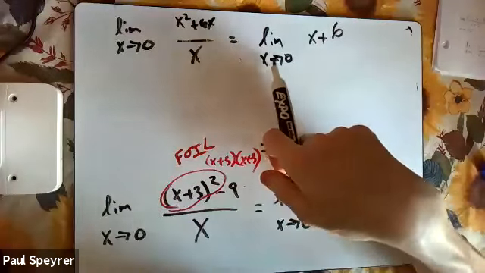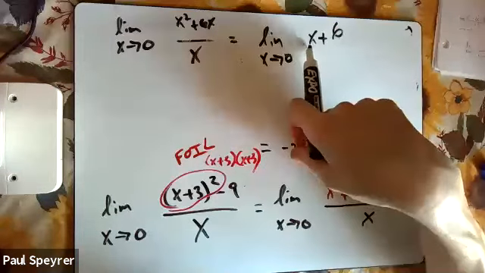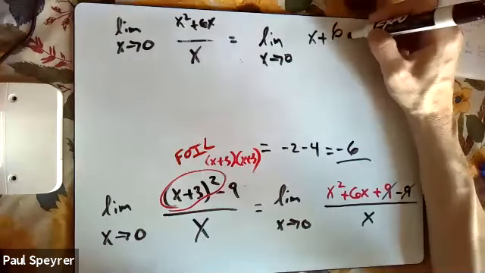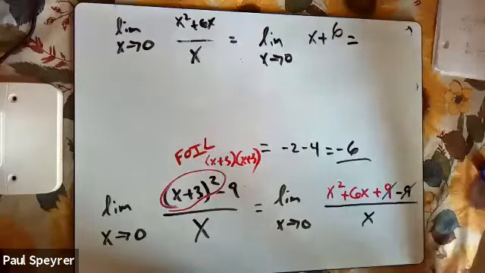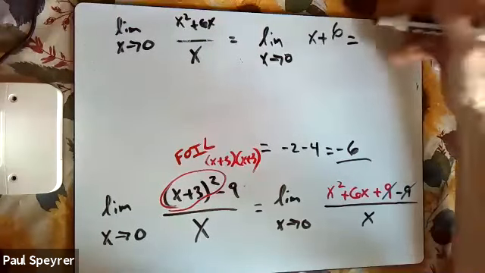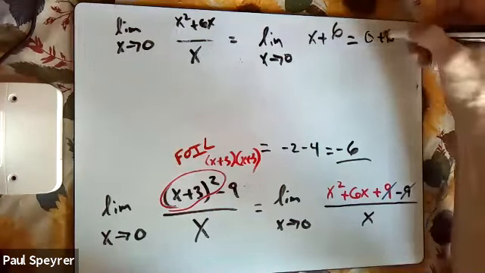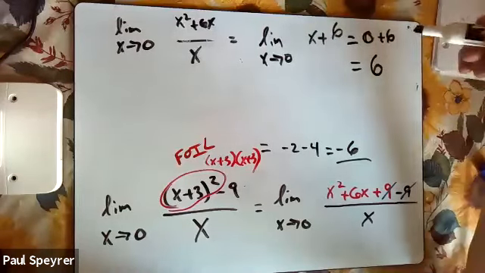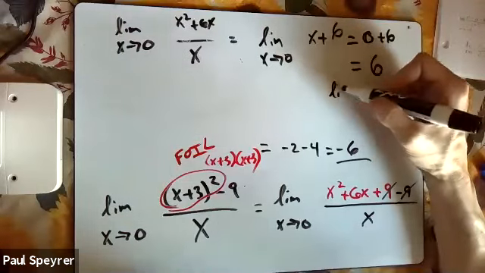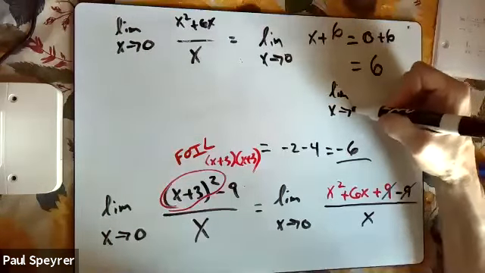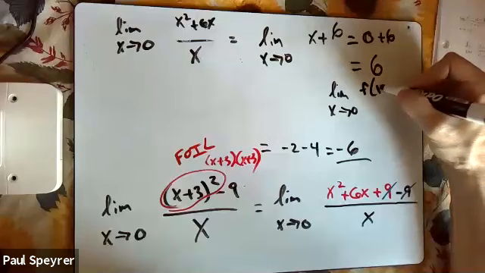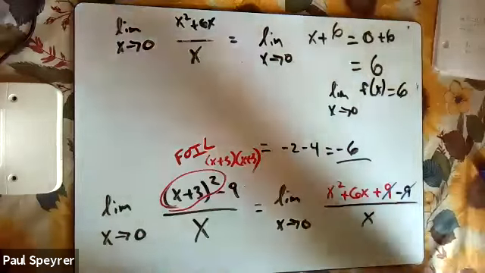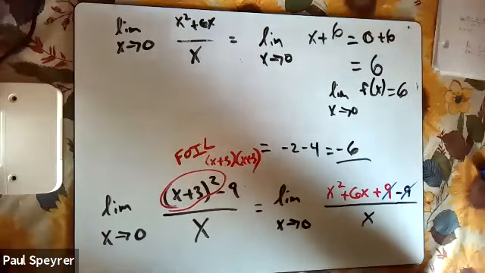But now, the best part is that we can plug the 0 in, right? Because we're not going to have any kind of undefined expression that comes from that when we do it. So this is 0 plus 6. And then we get 6 right there. So that's the limit as x goes to 0 of f of x, which is equal to 6 in this instance.